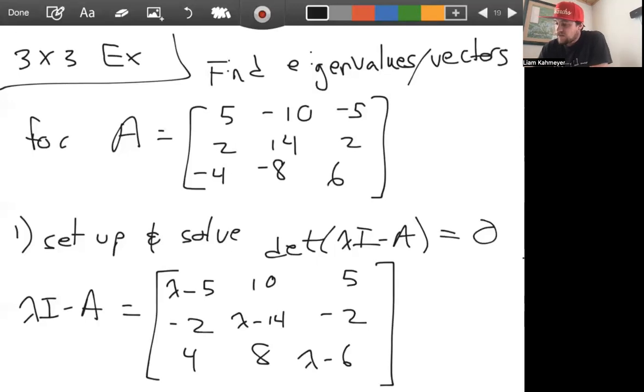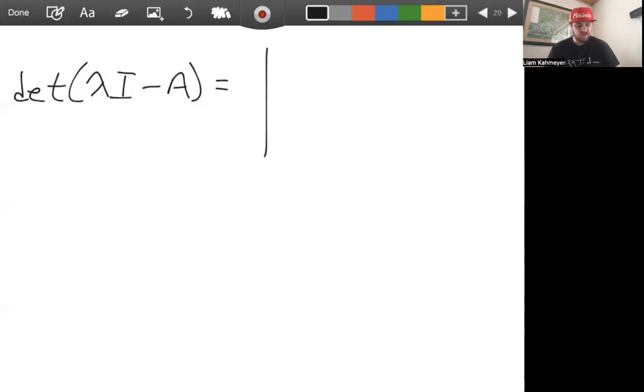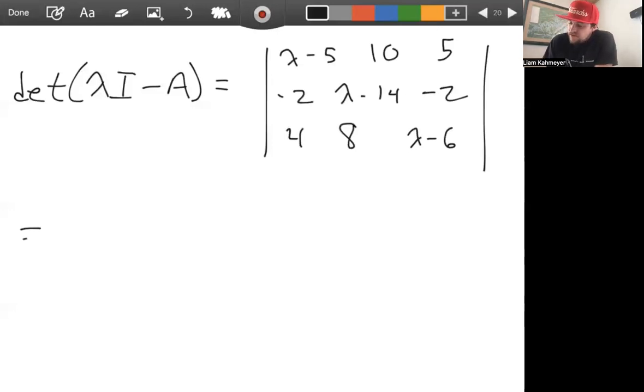And now to find the eigenvalues, we need to take the determinant of this matrix, set it equal to 0, and solve for lambda. So we want the determinant of lambda I minus A, which is the determinant of lambda minus 5, lambda minus 14, going down the diagonal again, lambda minus 6, and then we flipped the sign of everything, so 10, 5, -2, -2, 4, and 8. Okay, so let's take the determinant here.